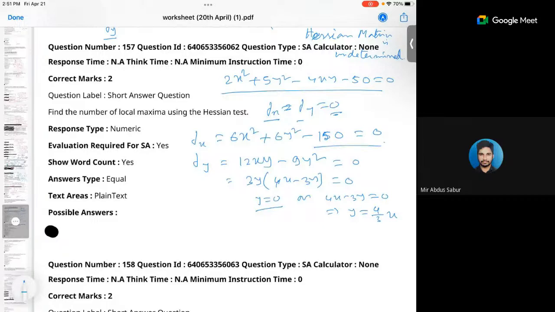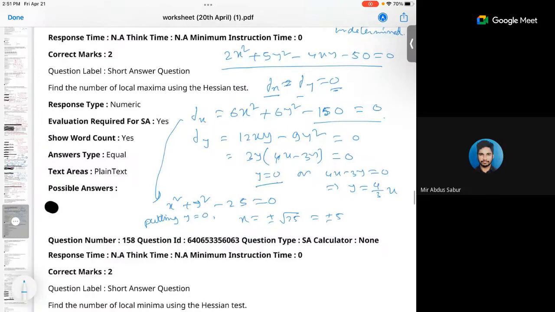Now put this one here. First reduce this one, so you will get x square plus y square minus 25 is equal to 0. Yeah, you can write it here. So putting y is equal to 0, x is equal to plus minus 5. So you will get two values, that is minus 5 comma 0 and 5 comma 0.